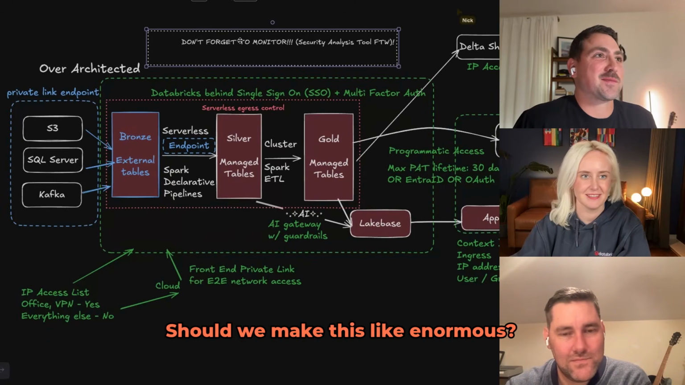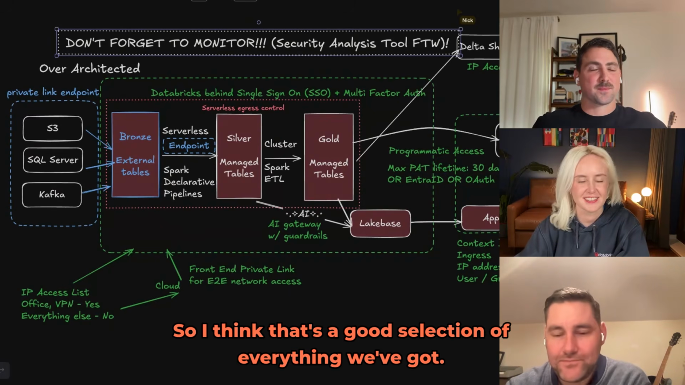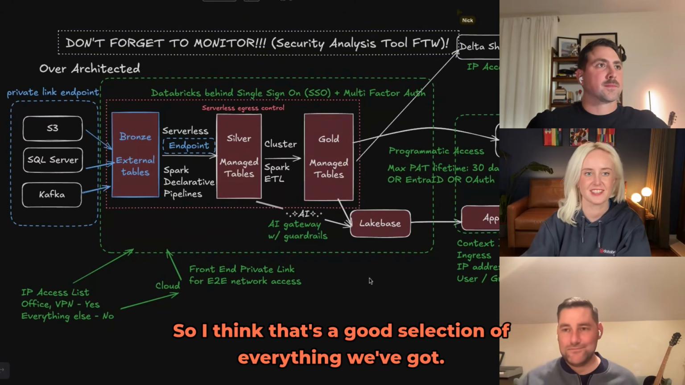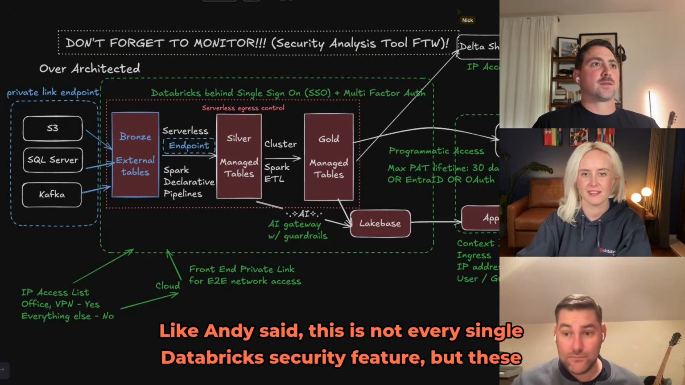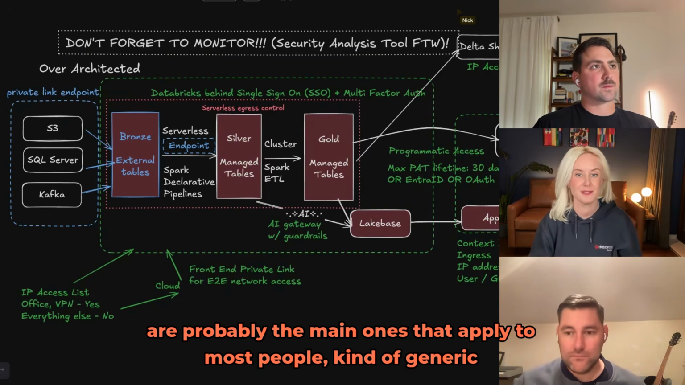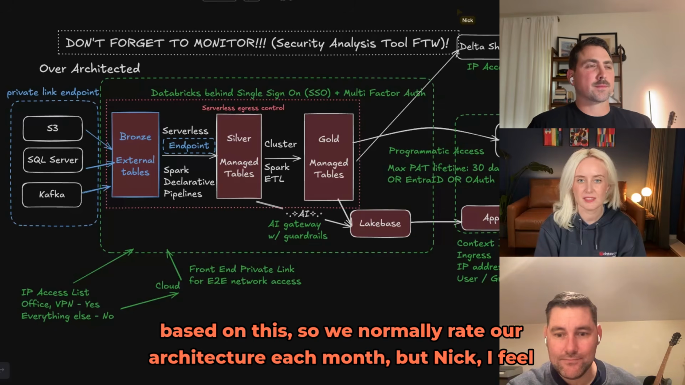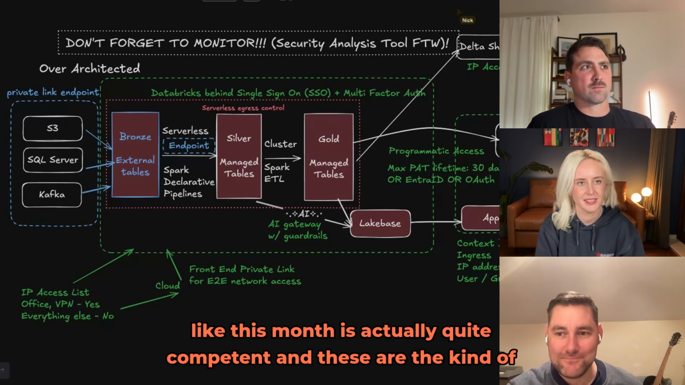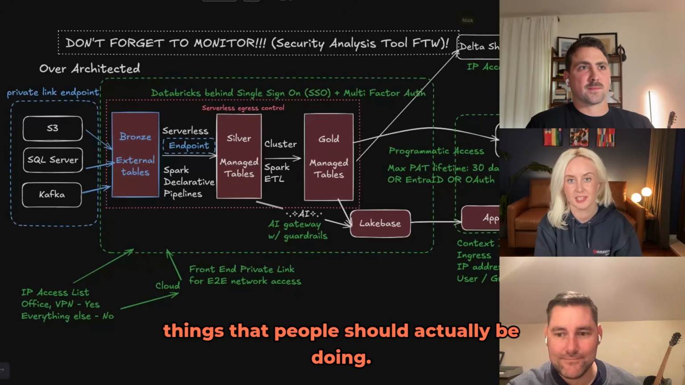Right, should we make this enormous? So I think that's a good selection of everything we've got. Like Andy said, this is not every single Databricks security feature, but these are probably the main ones that apply to most people in kind of generic circumstances. Based on this, we normally rate our architecture each month, but Nick, I feel like this month is actually quite competent, and these are the kind of things that people should actually be doing.